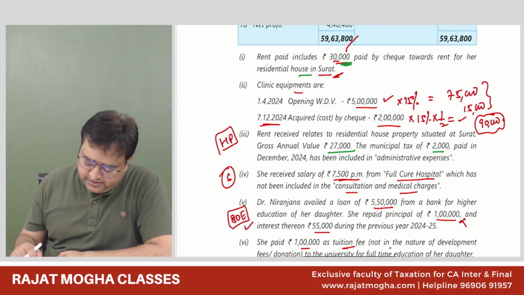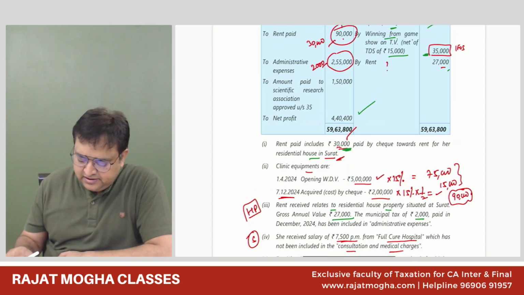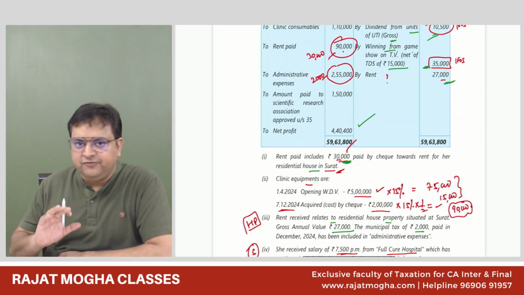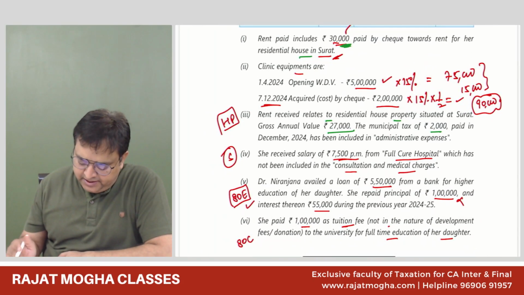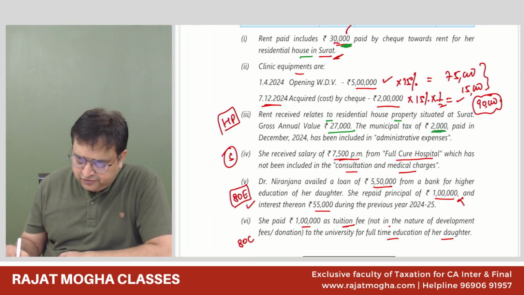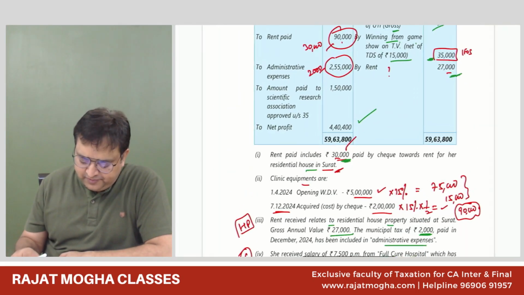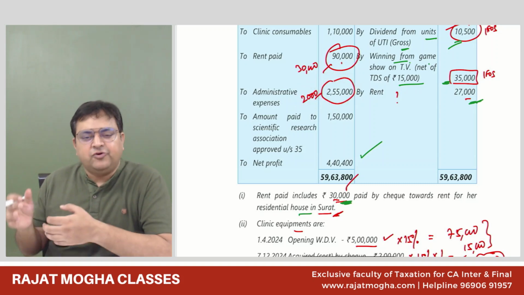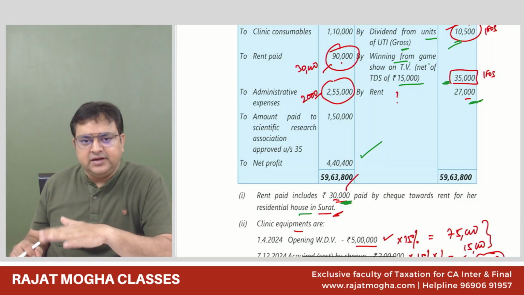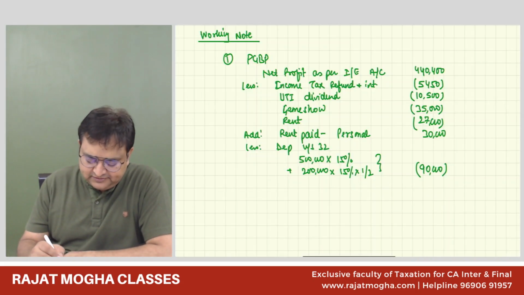Then rent receipt relates to residential house property. We have already deleted this 27,000. So we are okay that it is not a PGBP income. It is a house property income. But it includes municipal taxes of 2,000 rupees, which has been included in admin expenses. So 2,000 rupees is sitting in your admin expenses, which is not a business expense. This 2,000 is house property related. So we have already deducted it in house property, but it should not be deducted from here. So we will add back this 2,000 rupees.